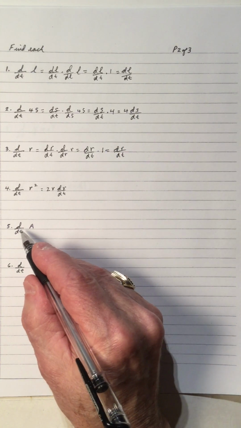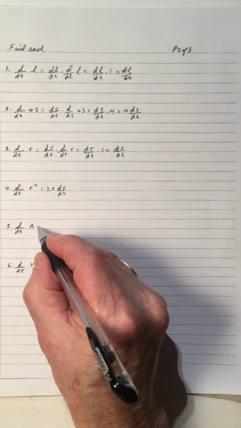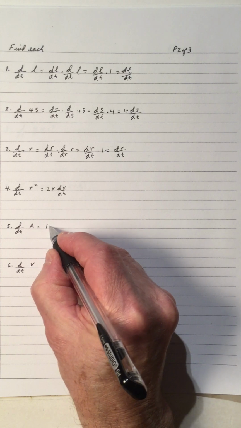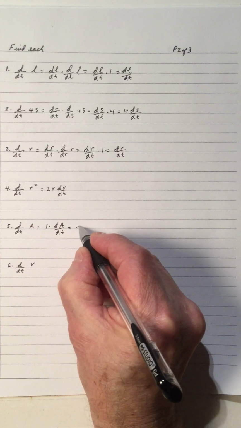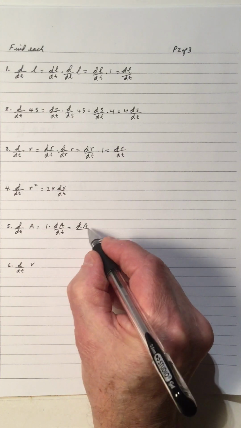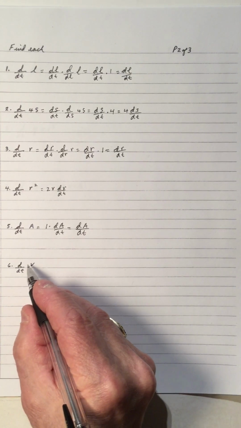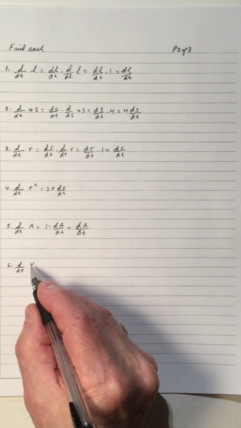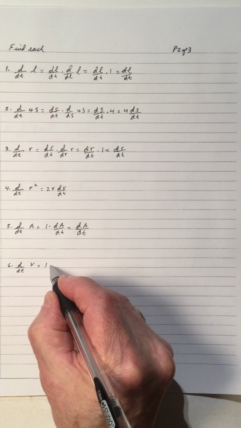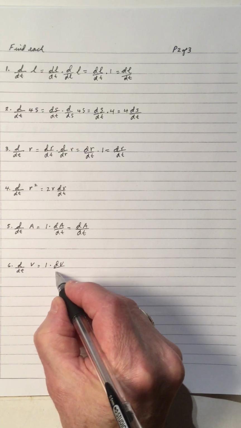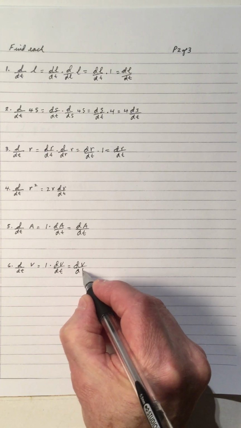Number 5, do the derivative of A in terms of t. The derivative of A is 1, and we get dA/dt, so that would give us the derivative of the area, if A is area, in terms of time. And the same for number 6. We have the derivative of the volume in terms of time, if V is volume. The derivative of V is 1, so that just becomes dV/dt.